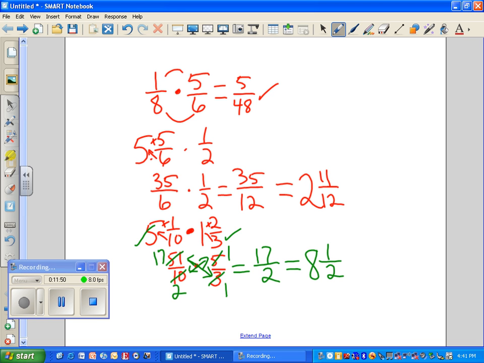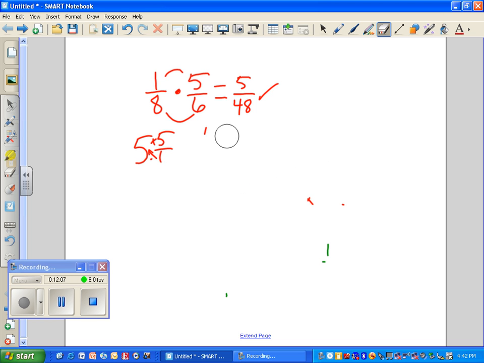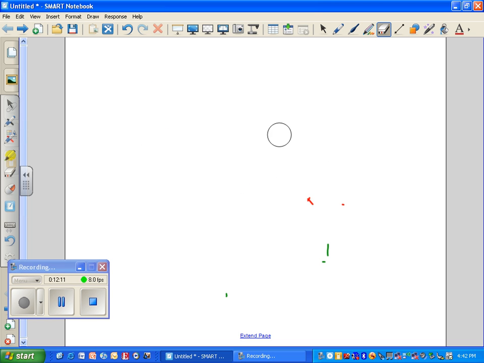Okay, so I showed you a whole bunch of things here. First of all, we got to change our mixed numbers to impropers, and then also we need to see if we can cross-cancel or cross-reduce before we multiply, and that keeps us from having to multiply such large numbers. So let's try one more example, and then I'm going to let you practice on your own.